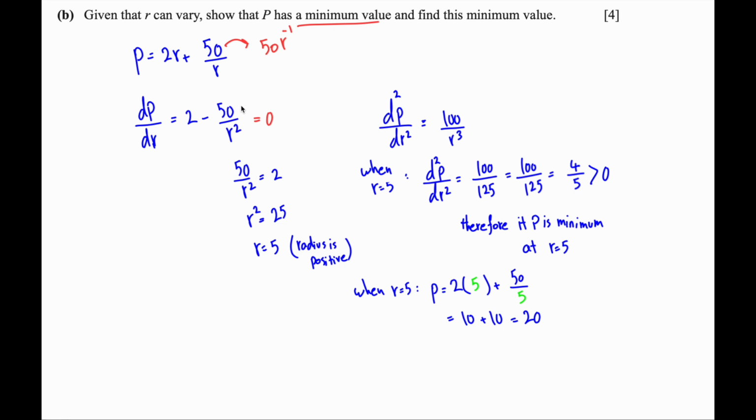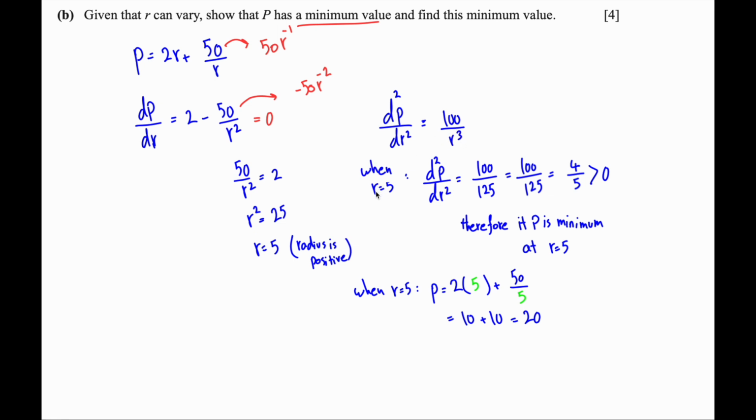And for this term, you can also bring the R squared up, make it to the power of negative 2. Do the same thing: negative 2 goes in front, multiplied with 50 becomes positive 100. You subtract 1 from the existing power, becomes R to the power of negative 3. You can take it down and make the power positive.